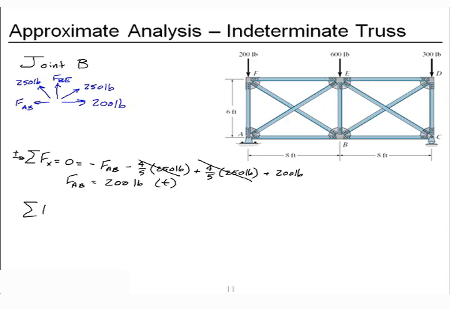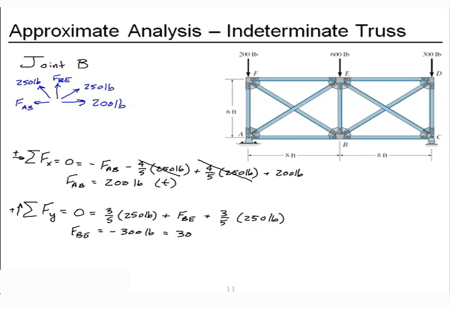Now the sum of forces in the Y, I'll take up as positive. We get the vertical component of the left diagonal, we get our unknown member BE, and we get the vertical component of the right diagonal. Put those together, move BE to the other side. This one becomes negative, and it's a negative 300 pounds, which means it's 300 pounds compression.